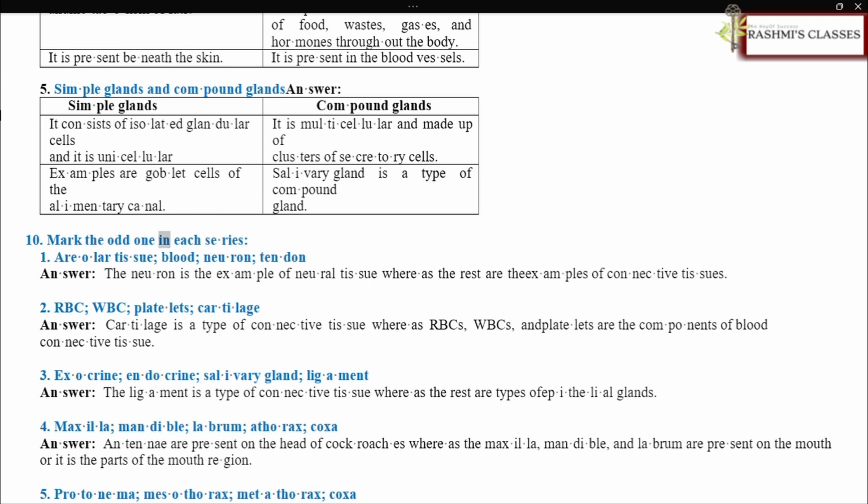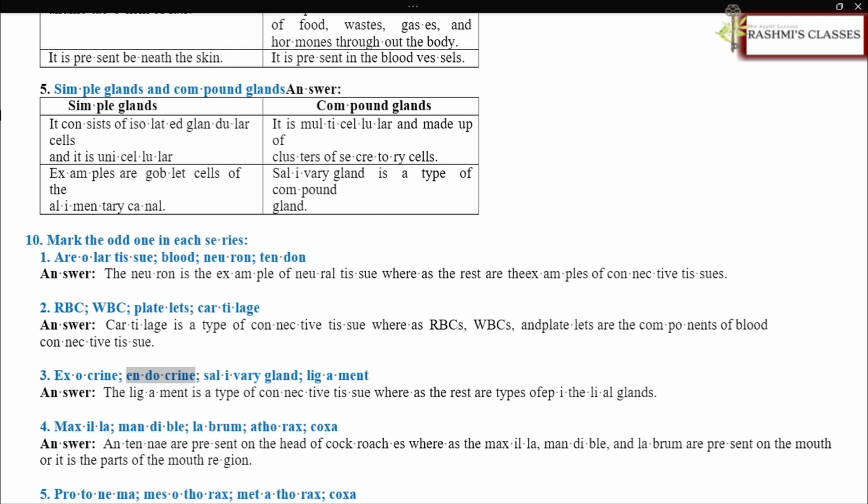Mark the odd one in each series. Areolar tissue, blood, neuron, tendon. Answer: The neuron is an example of neural tissue, whereas the rest are examples of connective tissues. RBC, WBC, platelets, cartilage. Answer: Cartilage is a type of connective tissue, whereas RBCs, WBCs, and platelets are the components of blood connective tissue.